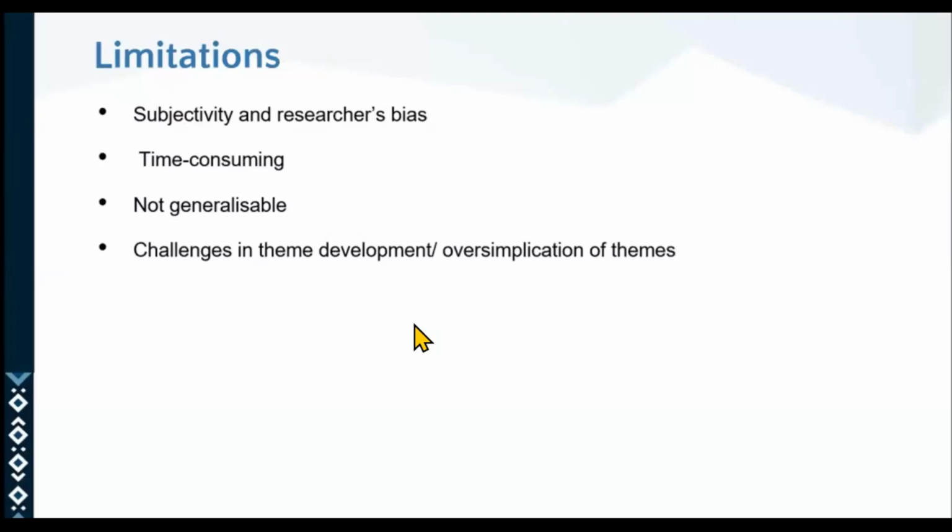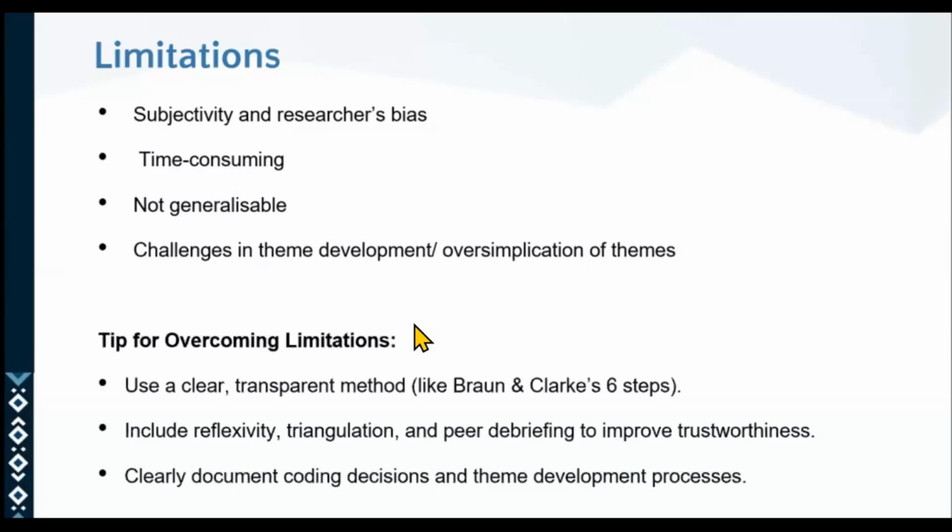And so some tips for us to be able to overcome these limitations: we should use clear and transparent methods like the Braun and Clarke method, which is highly recommended if you want to do thematic analysis. You should state your reflexivity. You should be able to triangulate your data and have peer debriefing to improve trustworthiness. Also, the documentation process is very important. You have to clearly document your codes in a codebook. You have to state why you chose that code, and then document your theme development process as well.